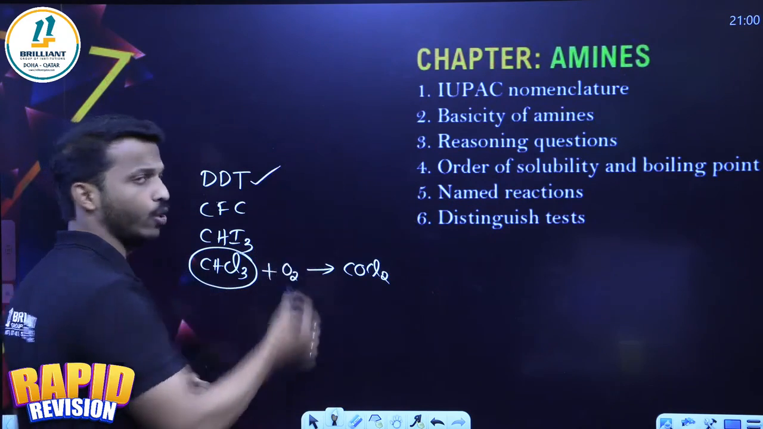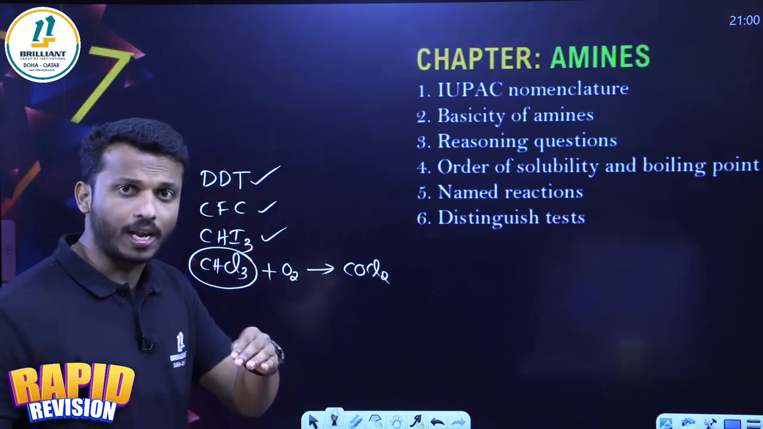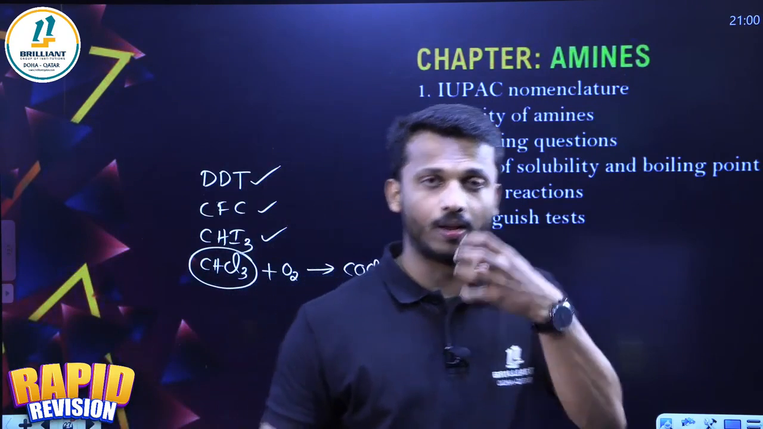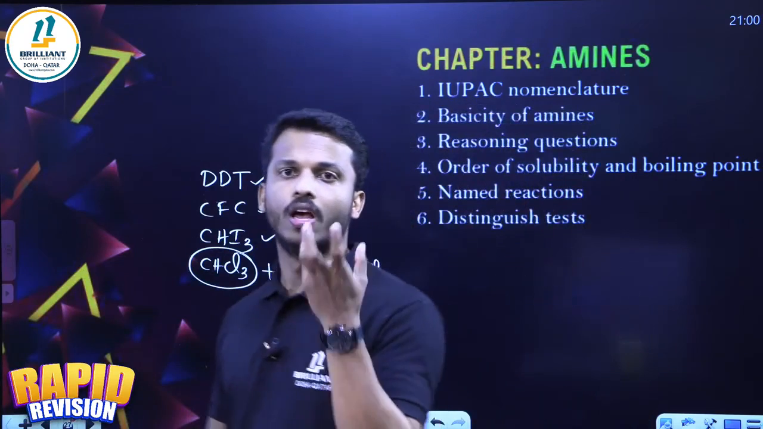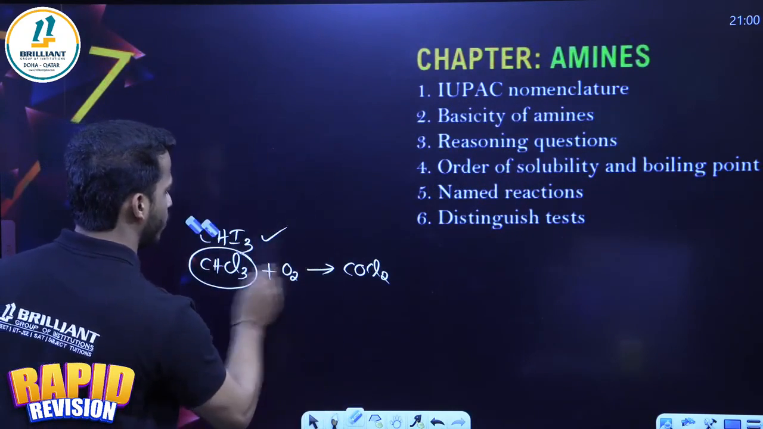Dear all, DDT, you know, is a pesticide, and there are antiseptic uses too. Please study their preparation. At least one use we should remember, and that it is a polyhalogen compound. Please study this one. Okay, don't forget this one.